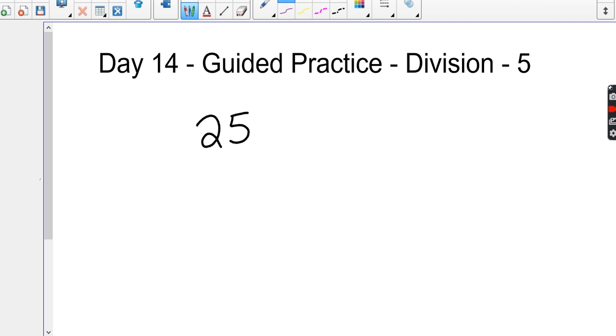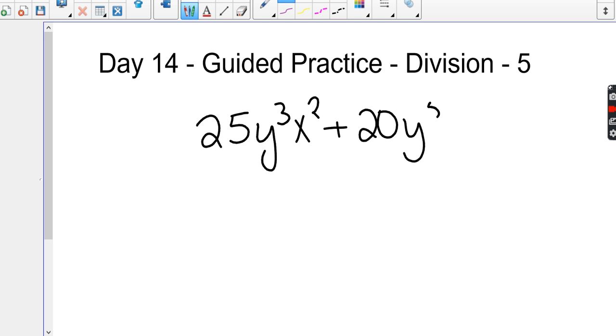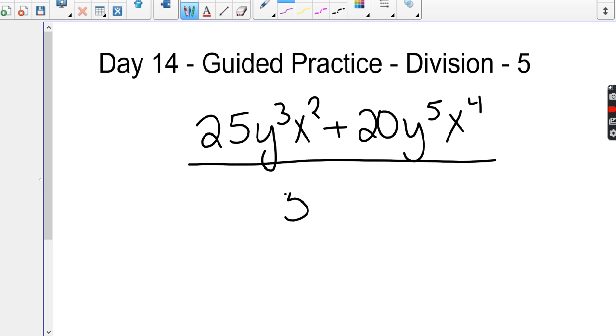25y to the third power x squared plus 20y to the fifth power x to the fourth power, and you're dividing that by 5yx. Now I'm sure some of you will enjoy this. You'll find it kind of like a little puzzle that you'll do in your head. Some of you think this looks a little bit crazy. So I want you to pause the video, spend 3 minutes trying to solve it yourself, and once you feel like you've got the answer, come back and check your work.